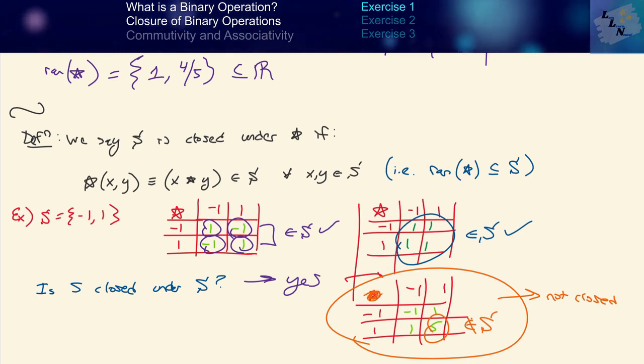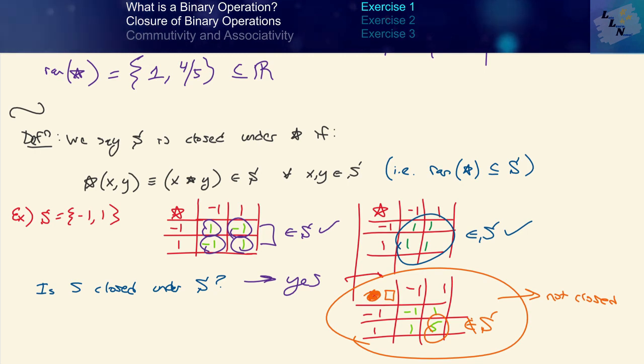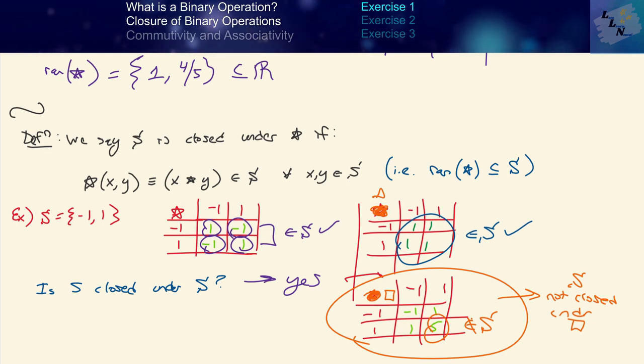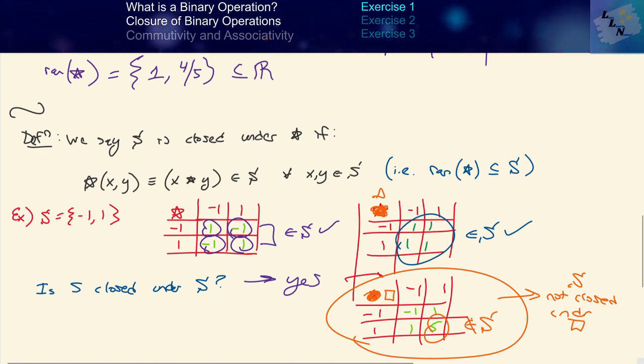So actually, we should define this to be another operation, say square. So S is not closed under square. And I guess we should redefine that since I don't want any ambiguity here. So we can call that, say, triangle or something like that, right? So there's 3 different binary operations on S, but we clearly see that star and triangle are both closed, but square is not a closed operation for S.